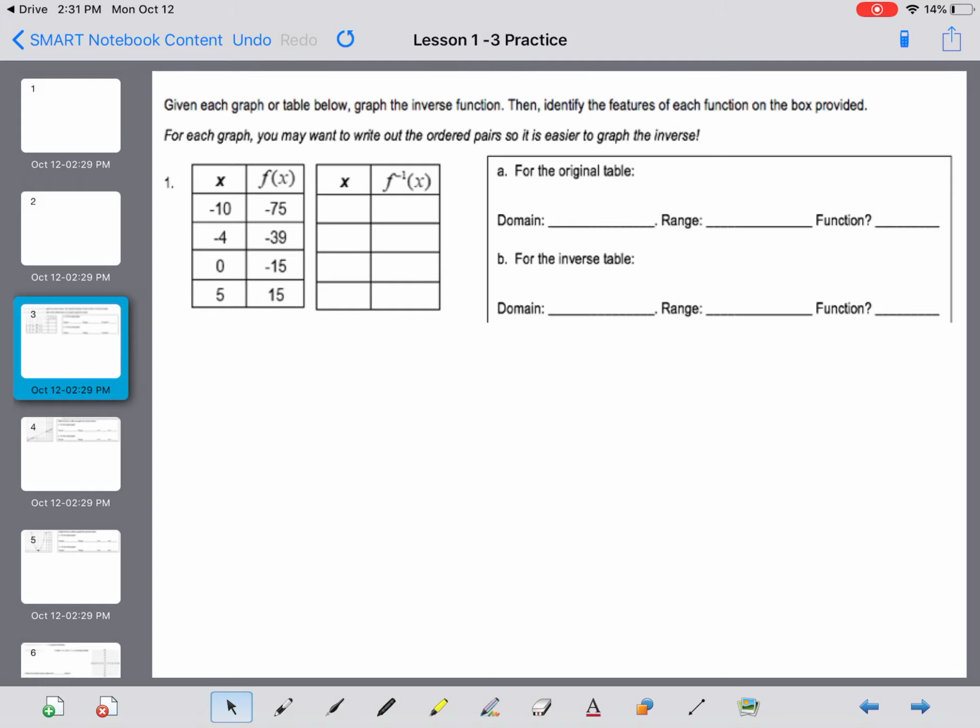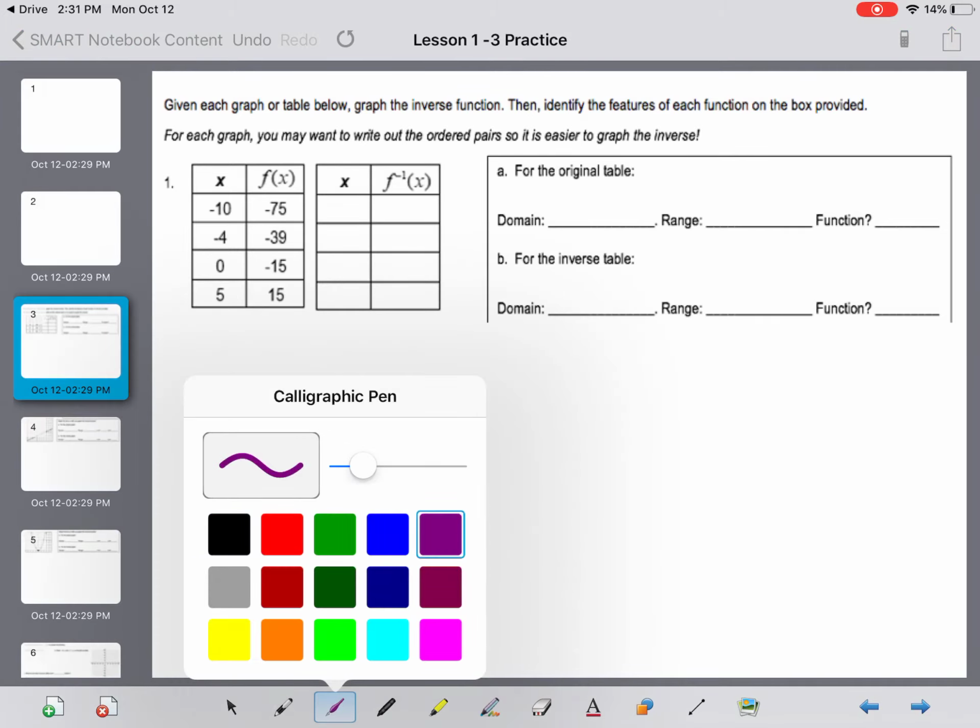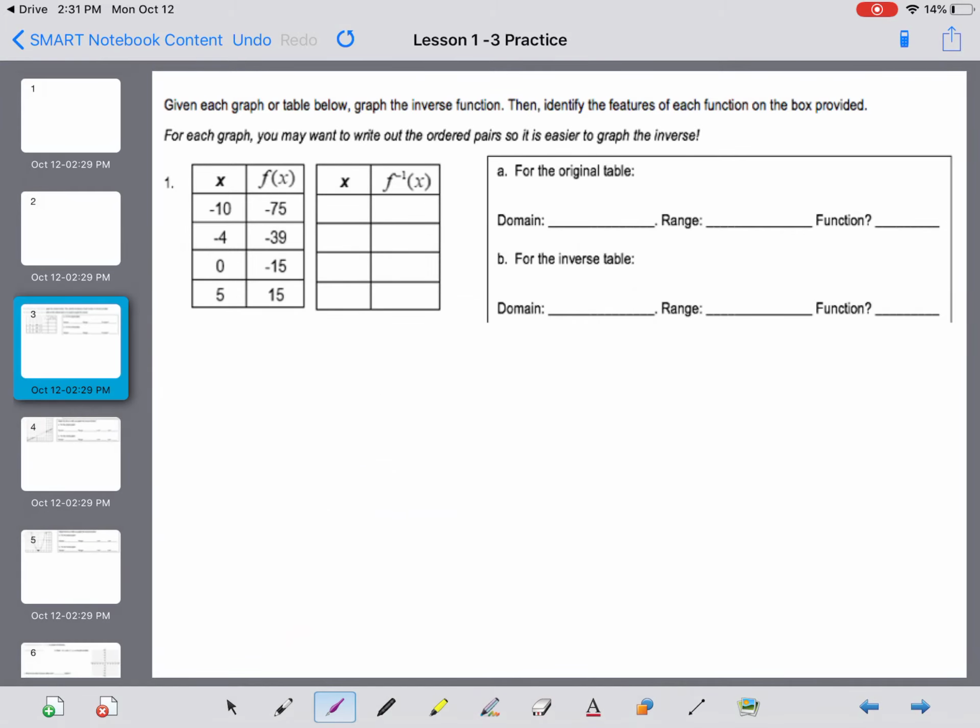To find the inverse of this table, all you have to do is just switch the x and the y, because that's what happens when you find the inverse. So all the x values are going to go in the y column, and all the y values are going to go in the x column. So my new x values are going to be negative 75, negative 39, negative 15, and positive 15. And my new y values are going to be negative 10, negative 4, 0, and 5.